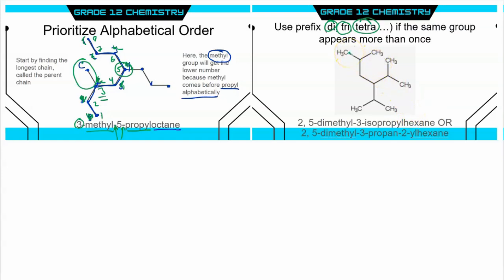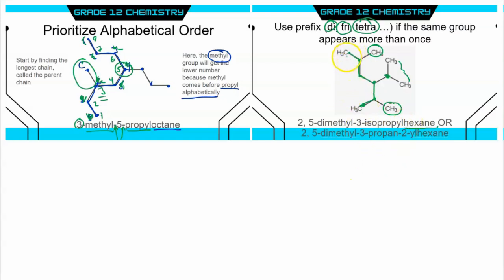So let's try here. We go 1, 2, 3, 4, 5, 6. You can try some other chain, but that works. It looks like 6 is going to be our longest, so we have hexane. And which are we going to prioritize? We have a methyl group. Here we have a propyl group attached to the 2nd carbon. We'll talk about that in a second, but we did say what that would be called. And then we have another methyl group. Methyl comes before propyl in the alphabet, so we're going to start with methyl.